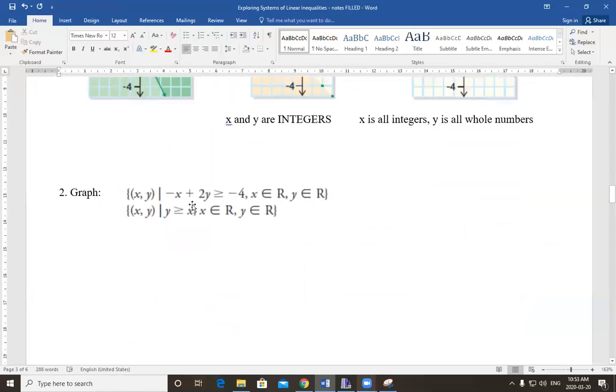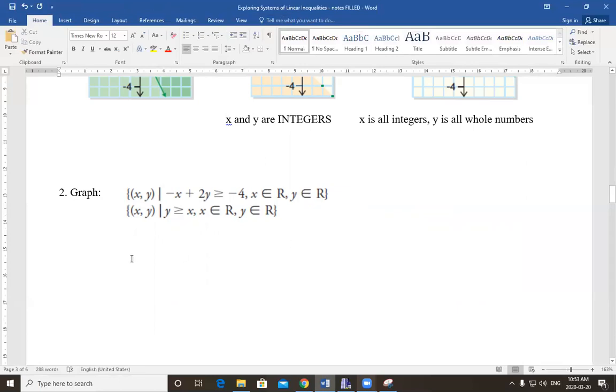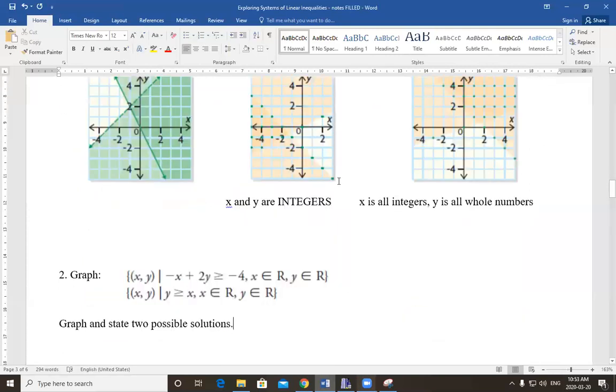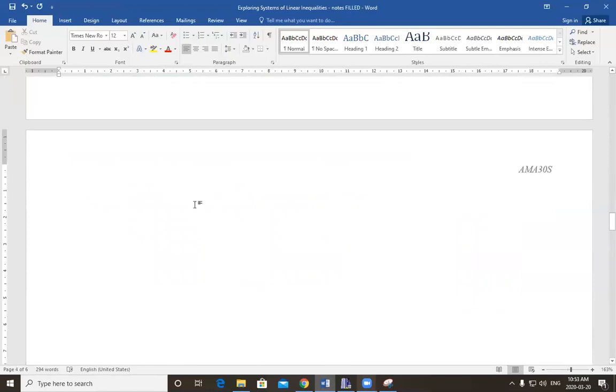So I'll leave this one for you, number 2, to practice graphing. I'd like you to graph this in Desmos and locate 2 possible solution sets. So I'll just write it here, graph and state 2 possible solutions. Okay, so that is an overview of graphing systems of linear inequalities. So let's put it into context here.